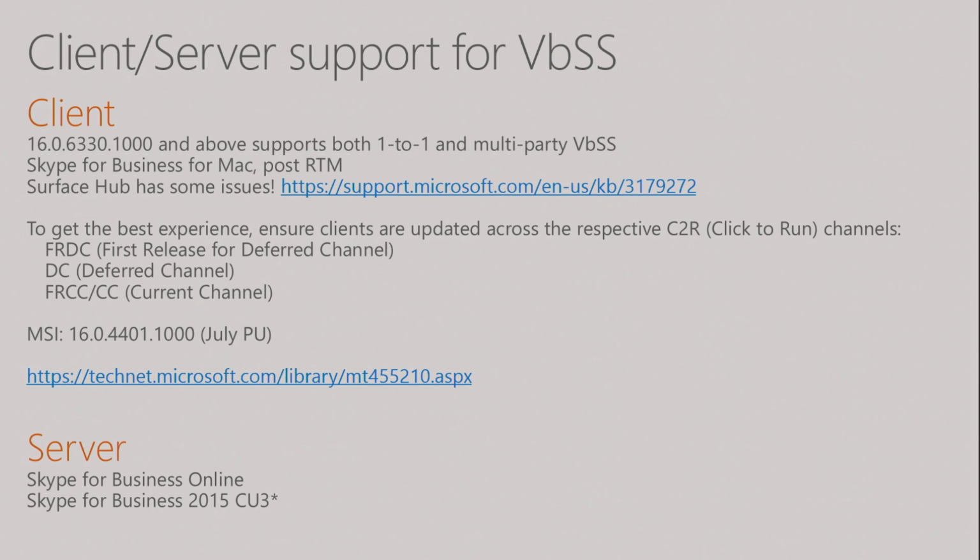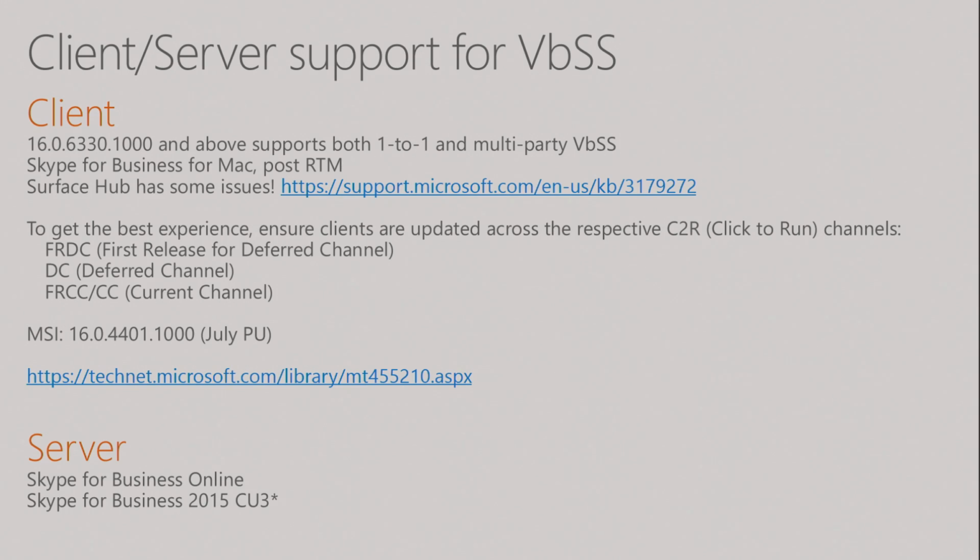We could have put up some really complicated matrix of, well, you need this version and first release for deferred channel, and this for that, but it doesn't make a lot of sense. Just tell your customers that whatever channel they're on for click-to-run, they should stay up to date and get it deployed, because we are constantly fixing client bugs that we find. It's not that there were things that we should have fixed before. We're just finding different things as other clients get updated, and we run into all these situations. So that's the big takeaway: stay on the latest builds, and you will have the best and greatest VBSS experience.